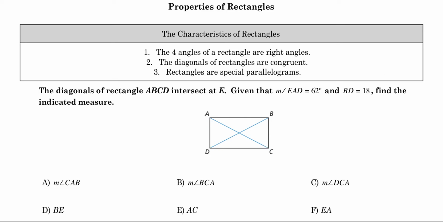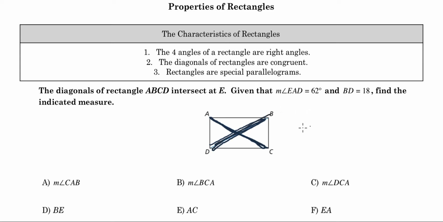Now, the second property that you guys need to worry about is number two, the diagonals of a rectangle are congruent. Now, the diagonals being D to B and A to C, those things are congruent. So all of this right here is congruent to all of this right here.